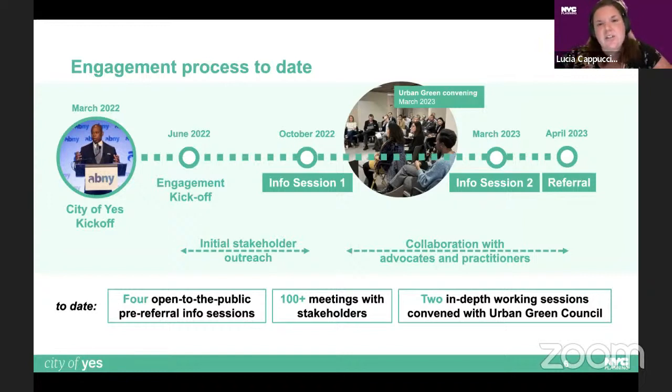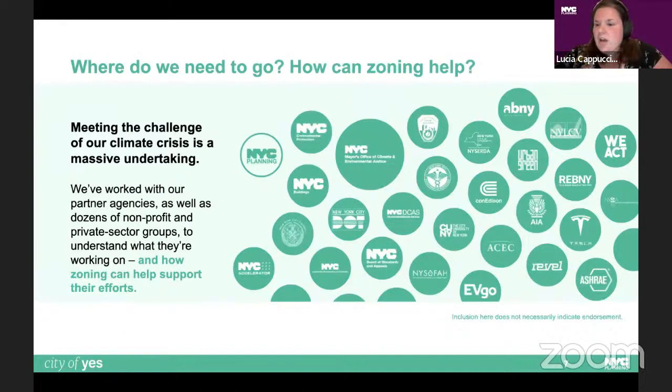We had 2 in October of last year and 2 in March of this year, in which our chair, Dan Garodnick, invited all the community boards. And I know from David that some of you attended some of these info sessions. So along the way, we've been asking experts, nonprofit leaders, and advocates what needs to be done to achieve our collective climate goals, and how has zoning helped or hurt achieving those goals.